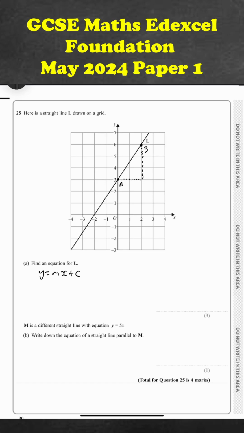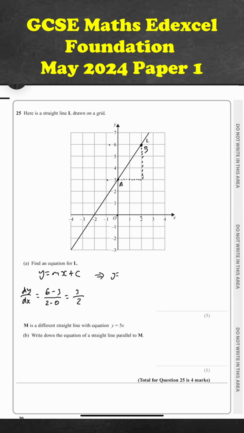So to work out the gradient, I'm going to say that the difference in y over the difference in x is going to be our gradient from B to A. So y has gone from 6 to 3. So we're going to say dy dx equals 6 minus 3. And then the difference in x has gone from 2 down to 0. So we're going to say over 2 minus 0, which means we're going to have 3 over 2, and that is going to be our gradient.